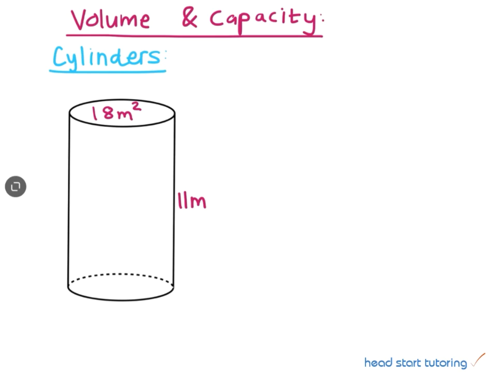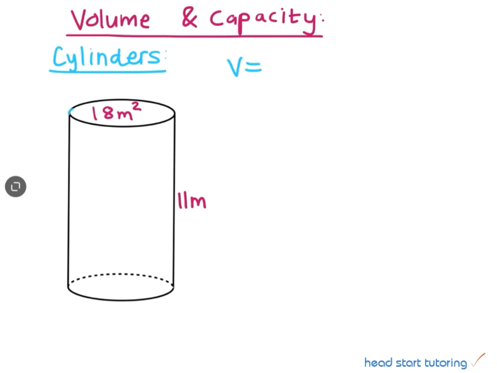We are going to have a look at the volume and capacity of cylinders. If we would like to work out the volume of a cylinder, remember that if we have got the area of one of the faces of our 3D shape, then we just need to times it by the other measurement that we need. So it could be the height or it could be the depth, depending on how the 3D shape has been laid down.